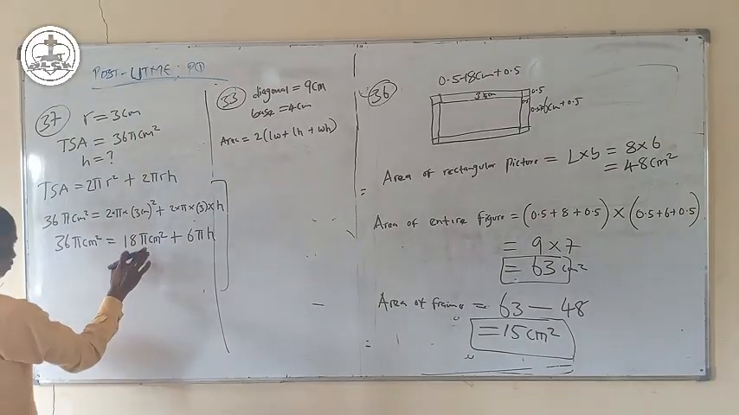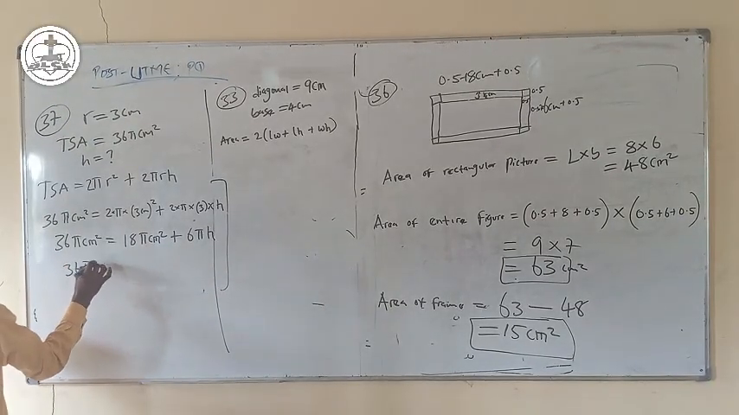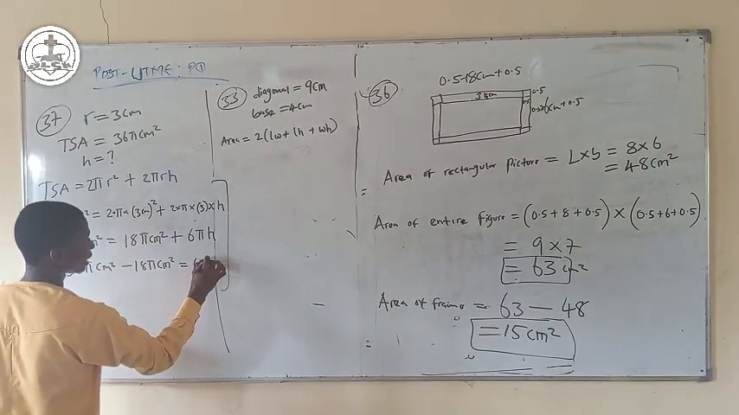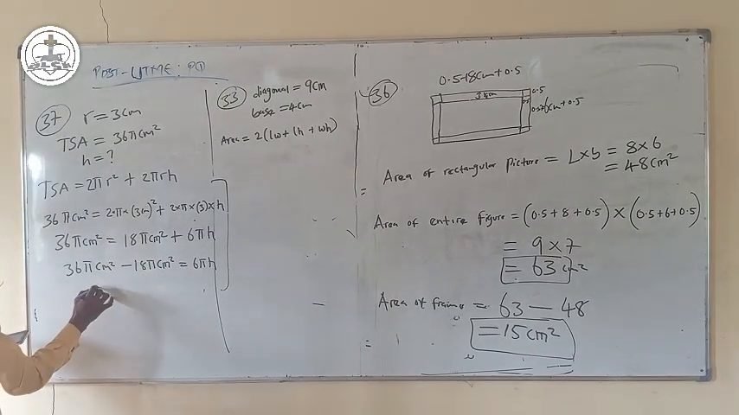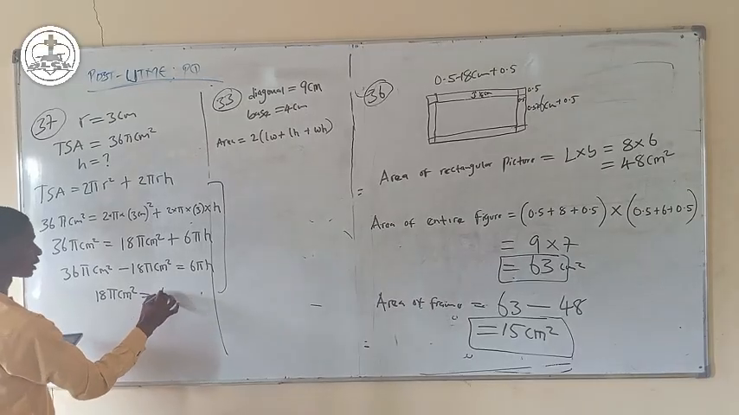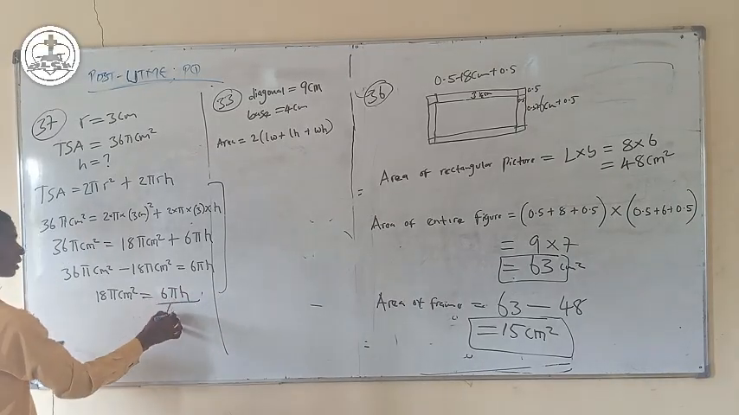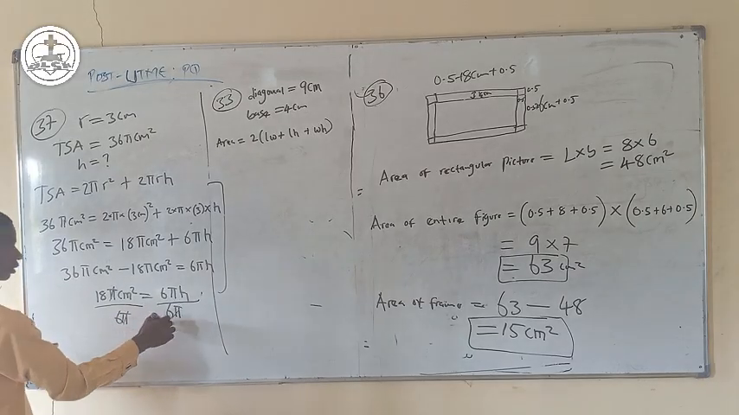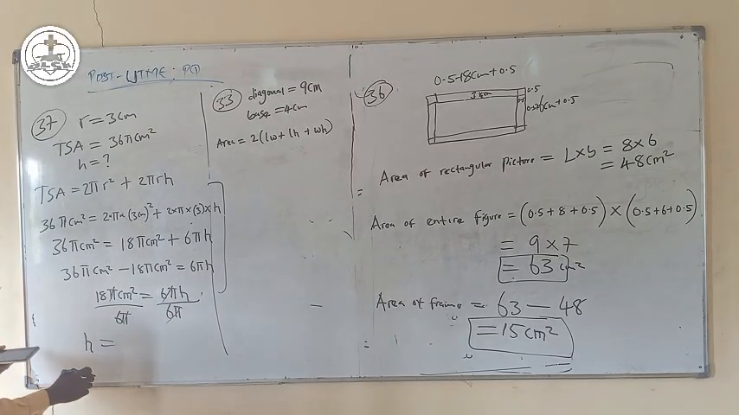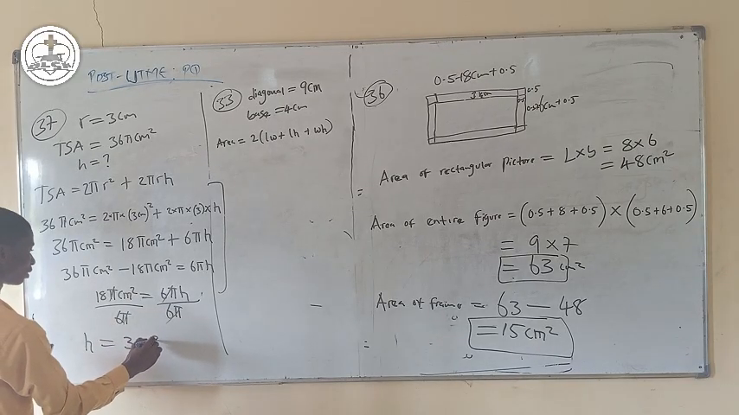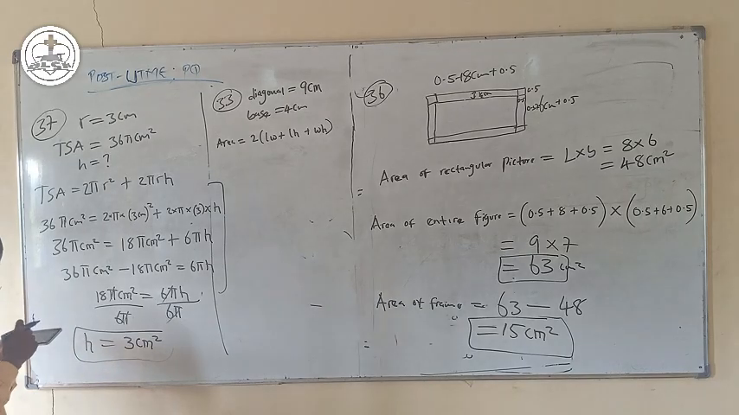So if we collect like terms here, 36 pi centimeter squared minus 18 pi centimeter squared is equal to 6 pi h. And what are we going to be left with? 18 pi centimeter squared is equal to 6 pi h. So we divide through by 6 pi, and here by 6 pi. What are we going to be left with? Pi cancels out. And our height for this cylinder will be what? 3 centimeters for our height. That's 37.